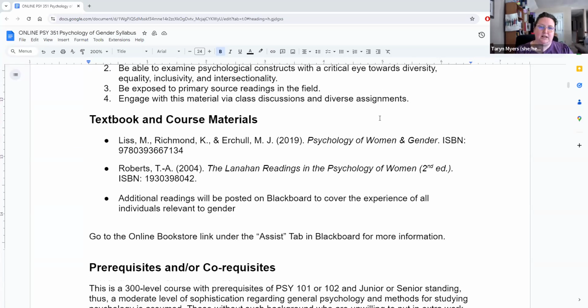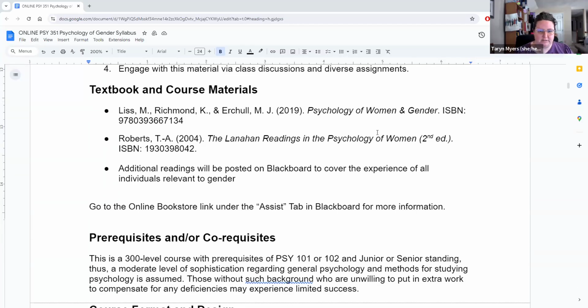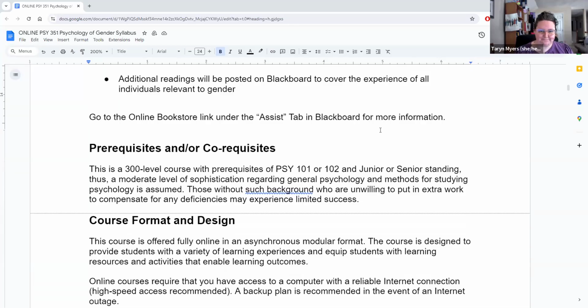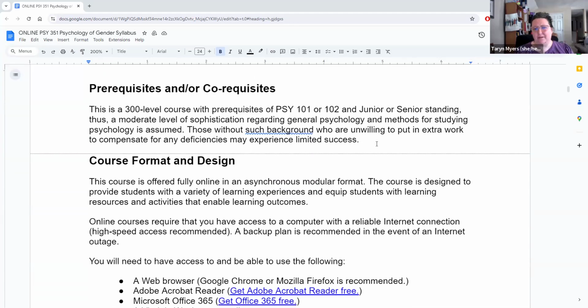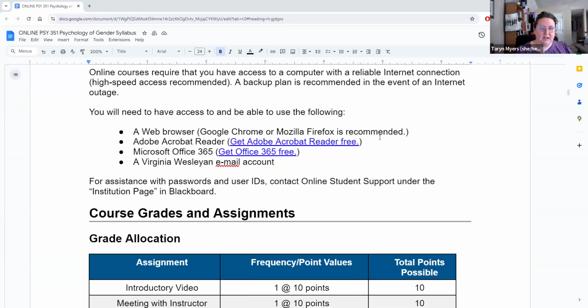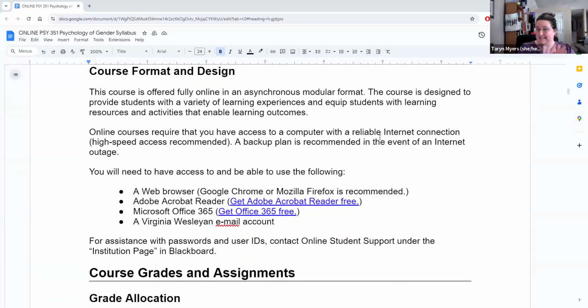So your two books for the class are Liz Richmond and Urchel's Psychology of Women and Gender, and then Robert's The Lanahan Readings and the Psychology of Women. And both of those should be available used, etc. We sort of expect you to have some psychology background, but you can usually catch yourself up pretty quickly if you don't. This course is entirely asynchronous.